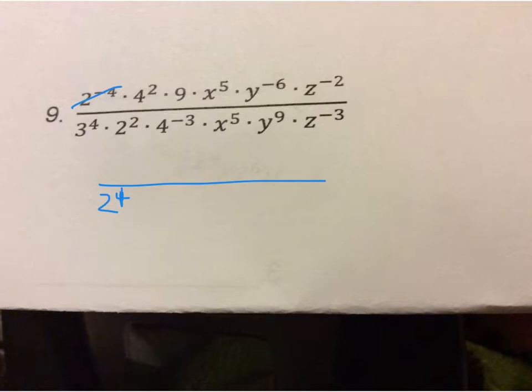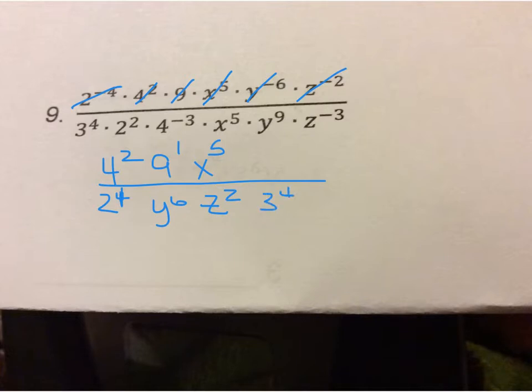So 4 squared is going to stay on the top because it's positive. This 9 to the first, I'm going to leave it on top. X to the 5th is going to stay on top. Y to the -6th has a negative exponent, so I'm going to put it on the bottom. Z to the -2nd has a negative exponent, so it's going to go to the bottom. On the bottom, I've got 3 to the 4th, so I'm going to put a 3 to the 4th down here. 2 squared is positive, so I'm going to leave it on the bottom.